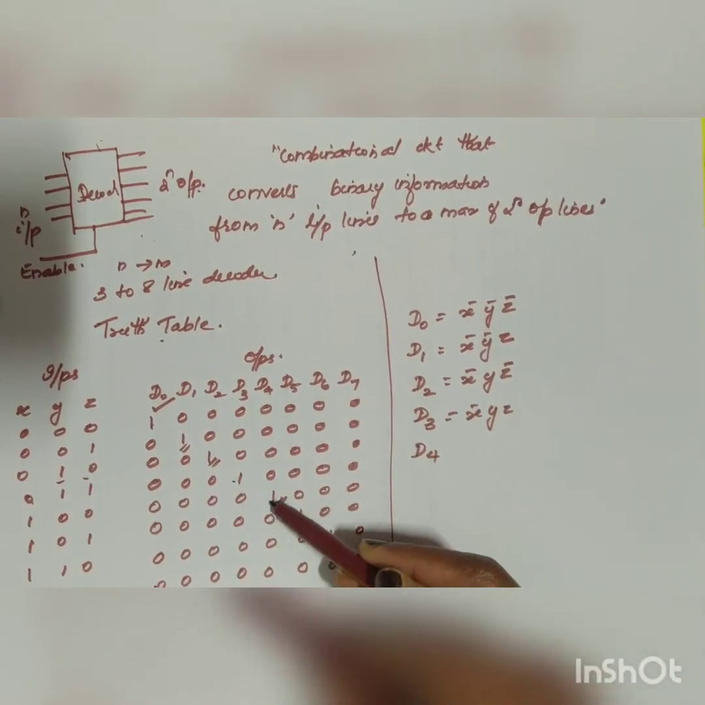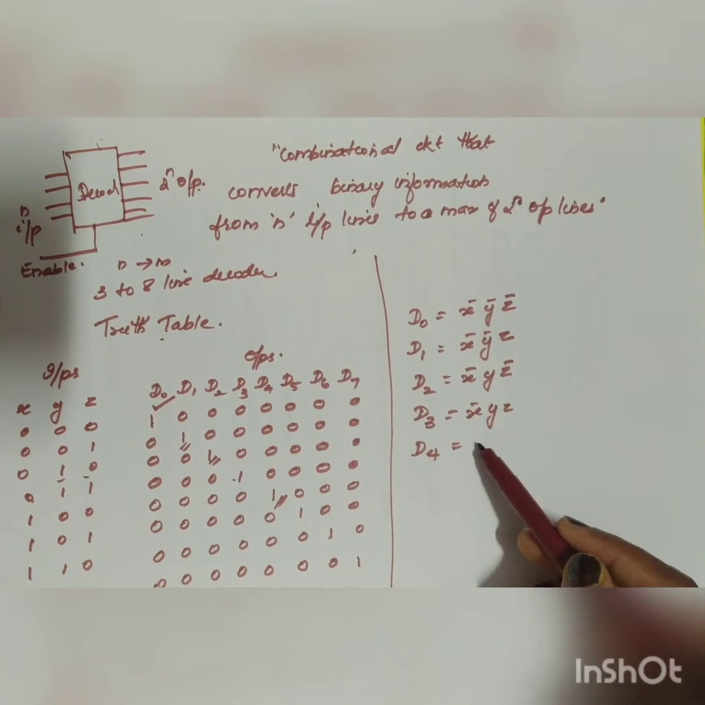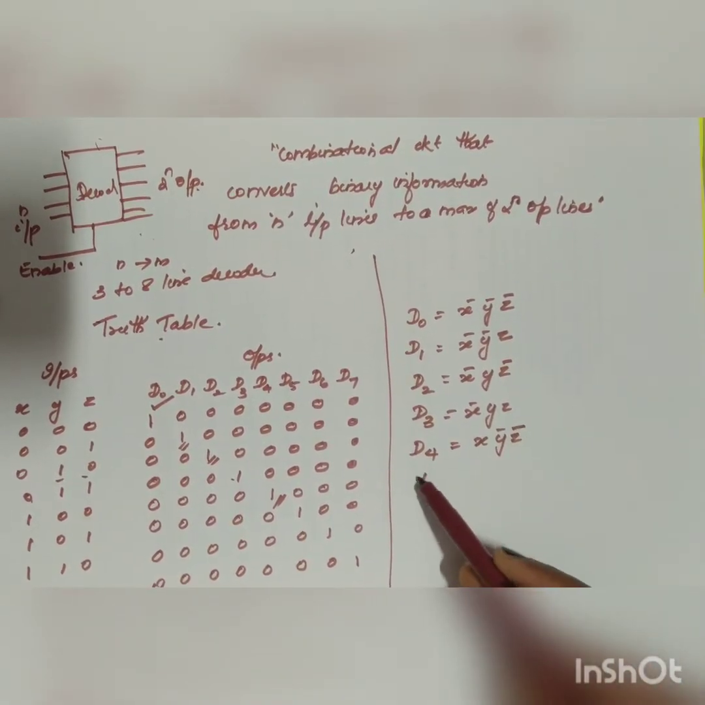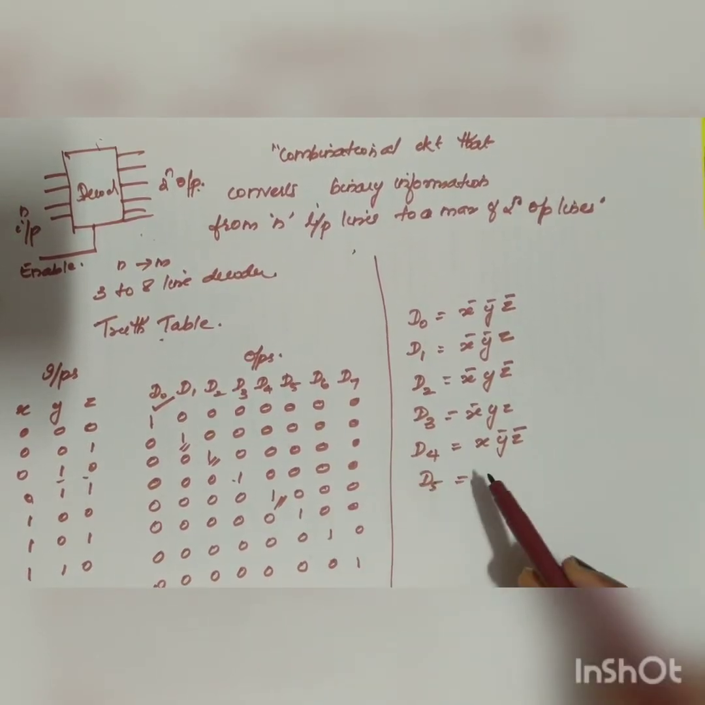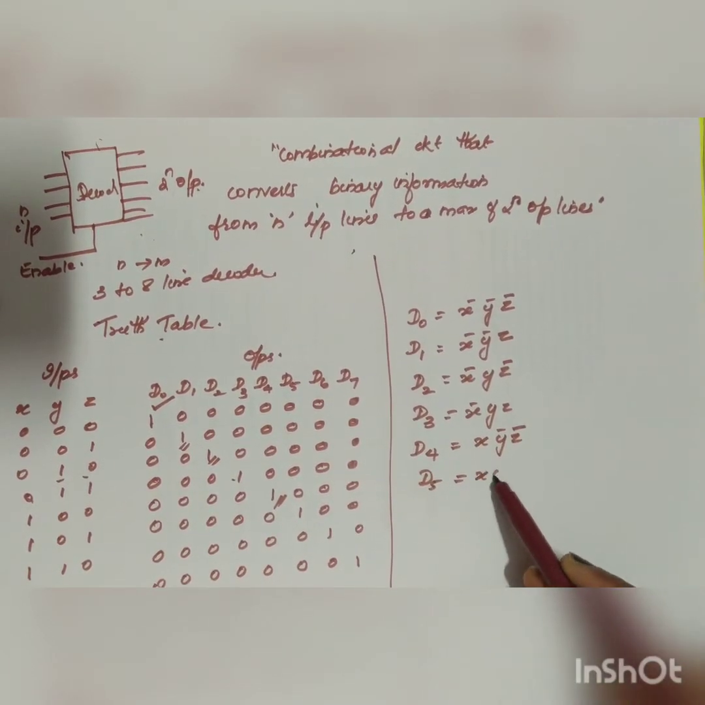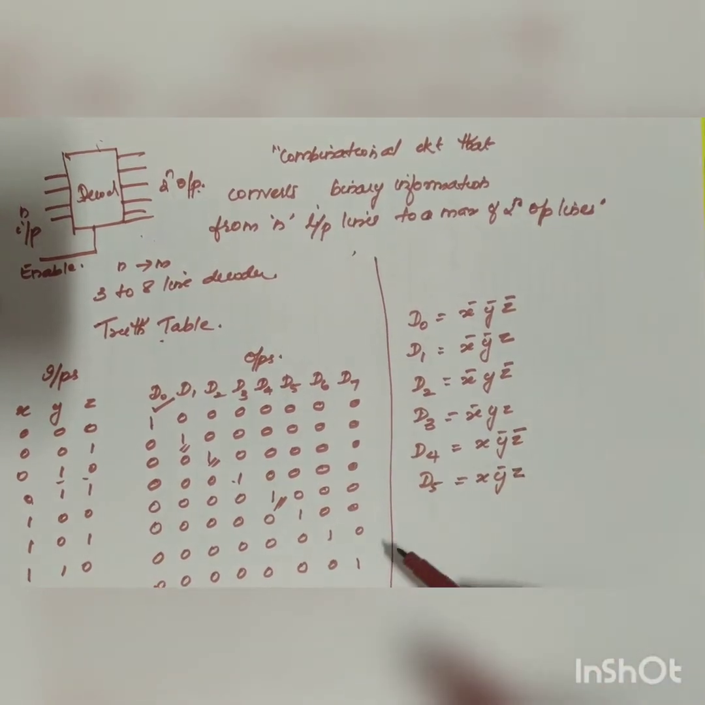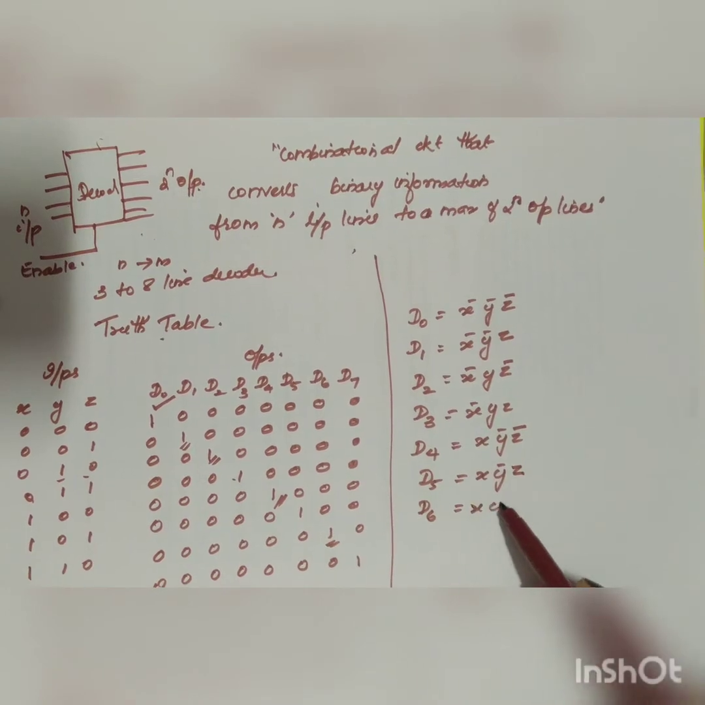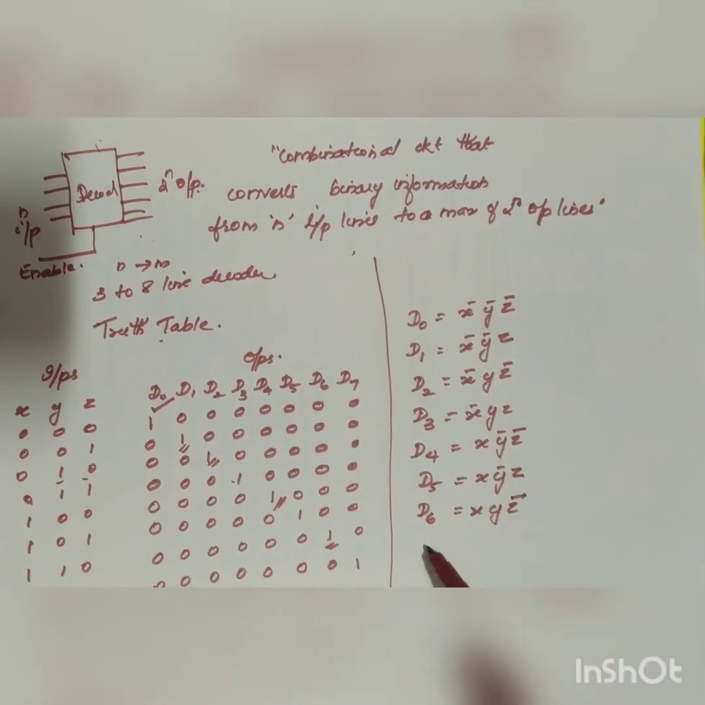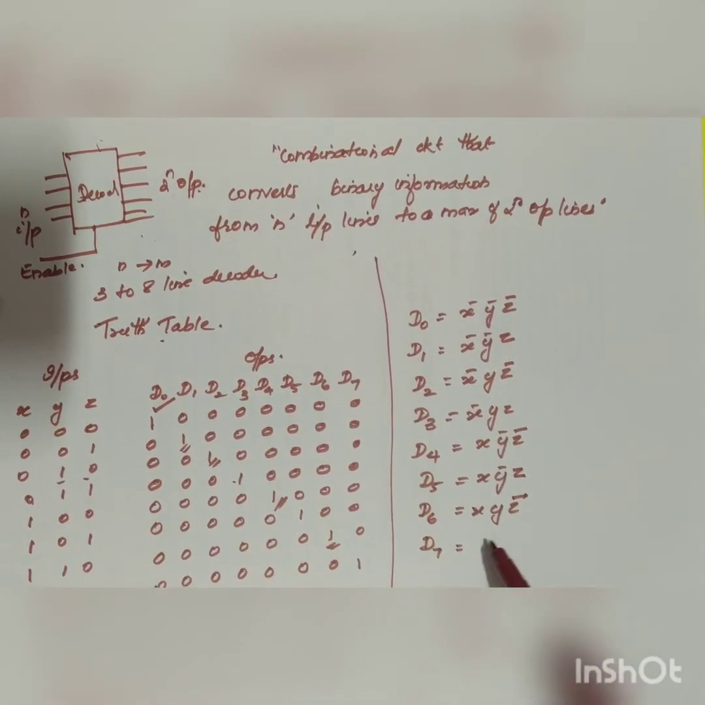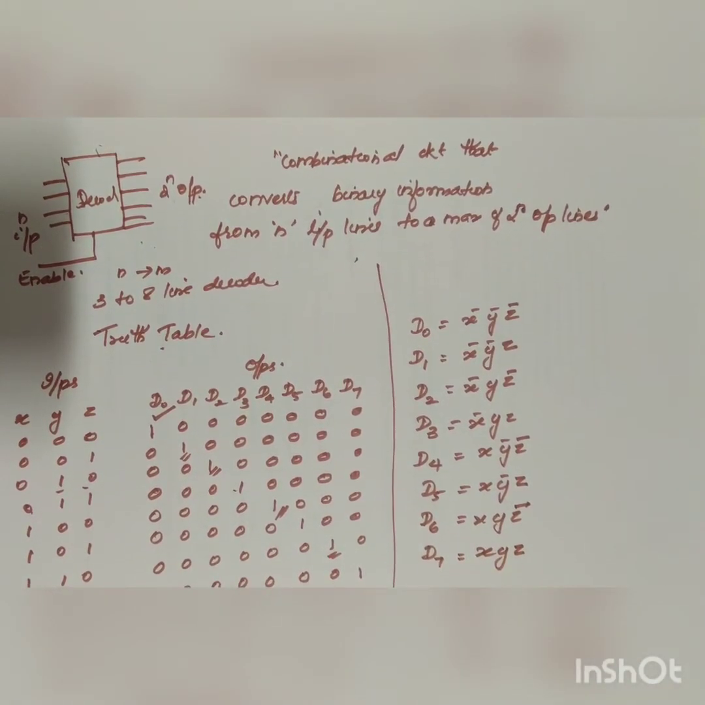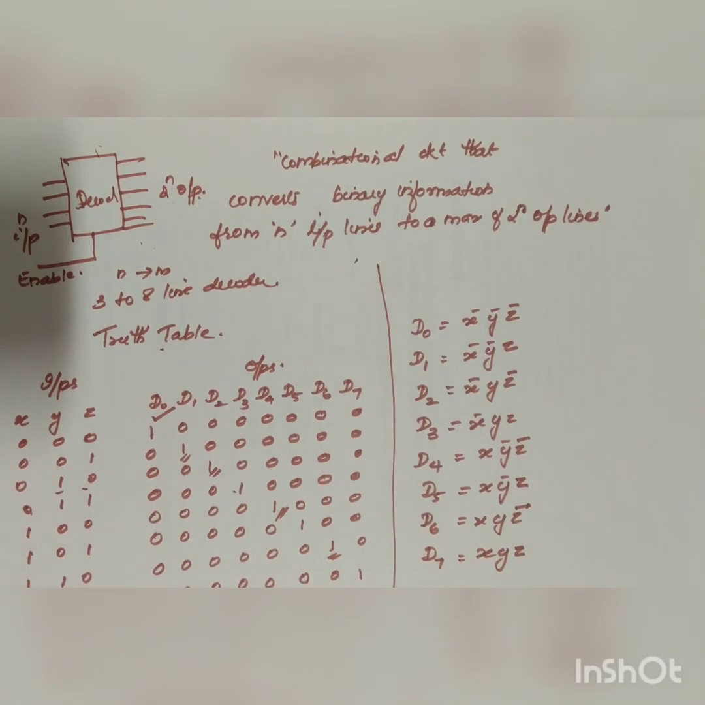D4 is equal to 1 for the case X, Y bar, Z bar, right? X, Y bar, Z bar. D5 is equal to 1 for 1, 0, 1, so X, Y bar, Z. D6 is equal to 1 for X, Y, Z bar. And D7 is equal to 1 for high values of X, Y and Z. Okay, so this will be your logic expression, and the next is your logic diagram.